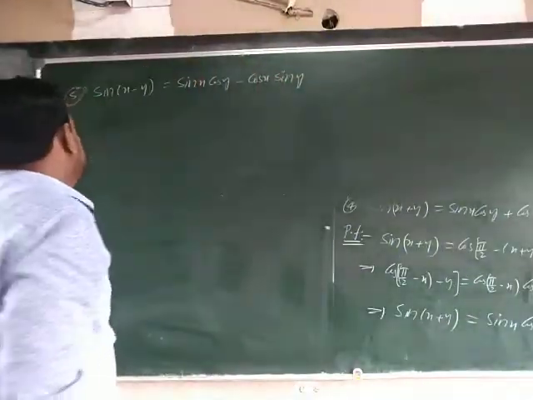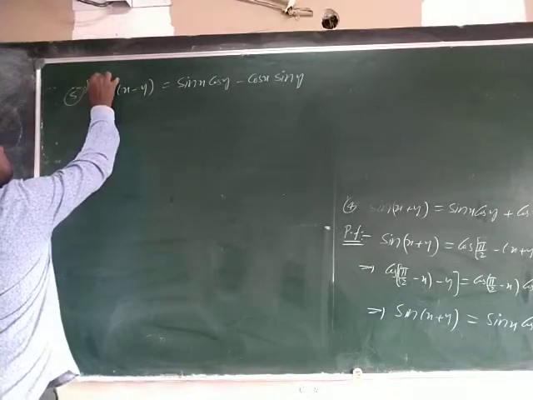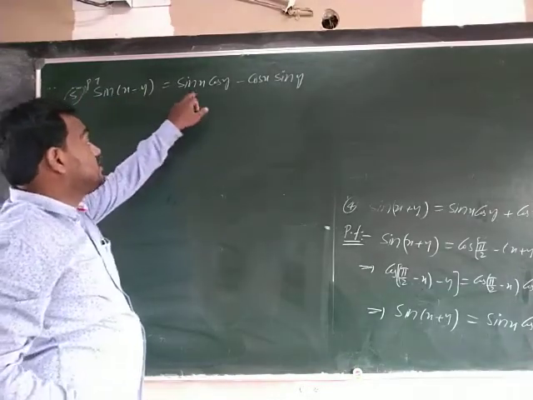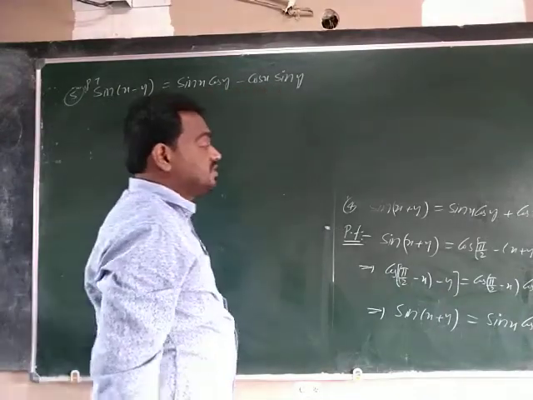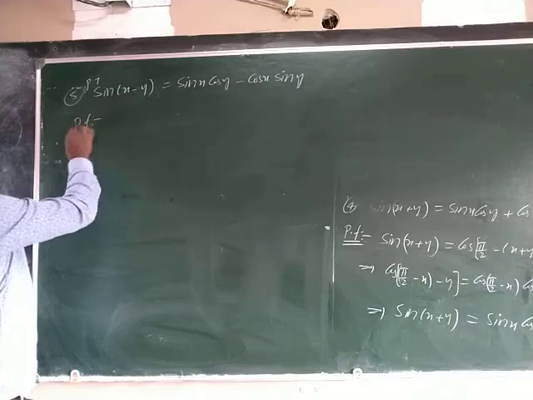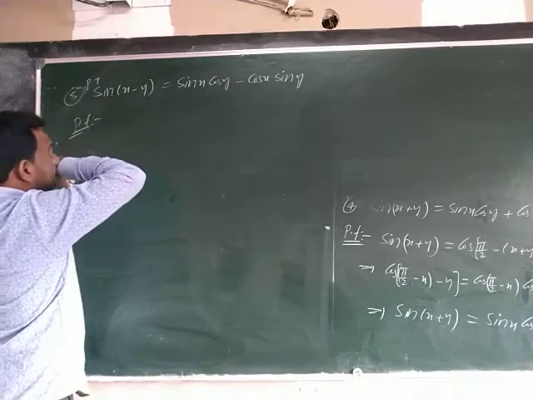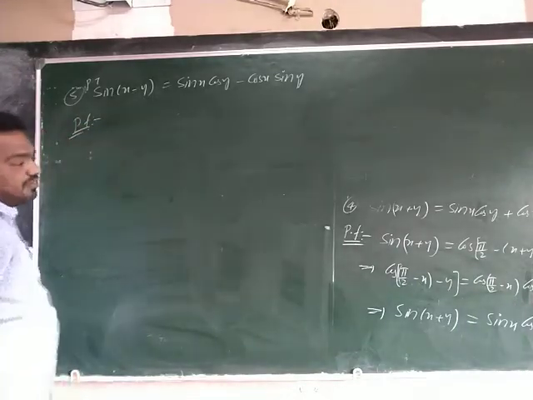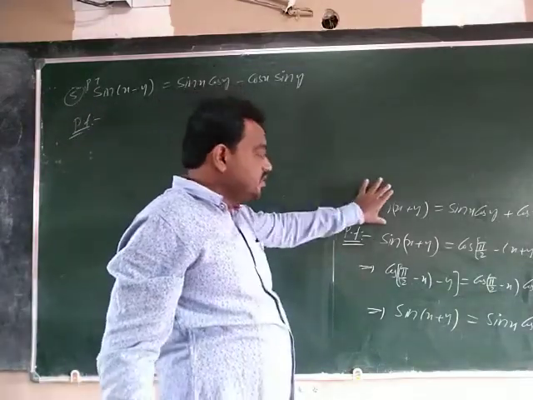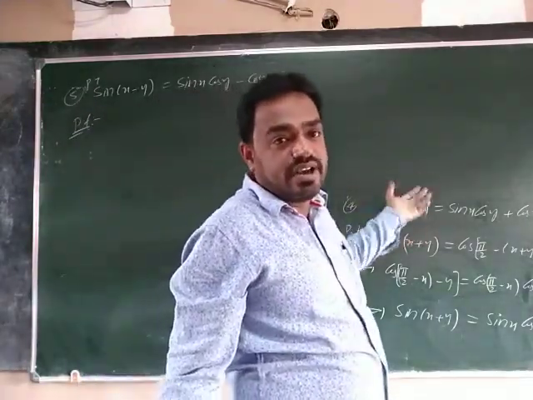Next, prove that sin of (x minus y) is equal to sin x cos y minus cos x sin y. See the proof. From the previous formula we can prove this one, where y is replaced by minus y, and we get this formula.